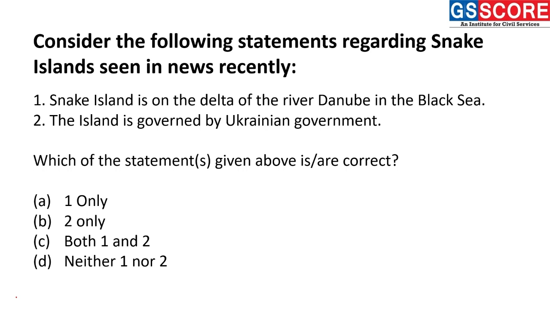Next, we have a question on Snake Island. Statement 1 is: Snake Island is on the delta of river Danube in the Black Sea. Statement 2 is: the island is governed by the Ukrainian government. Looking closely at statement 1, it is basically an incorrect statement. Why is it incorrect?